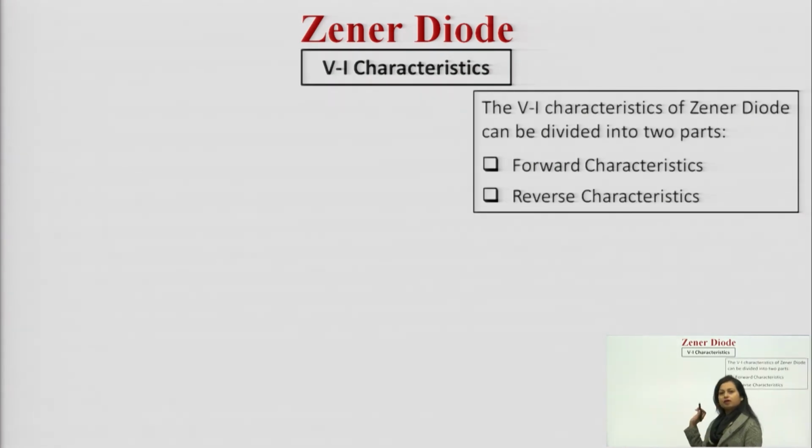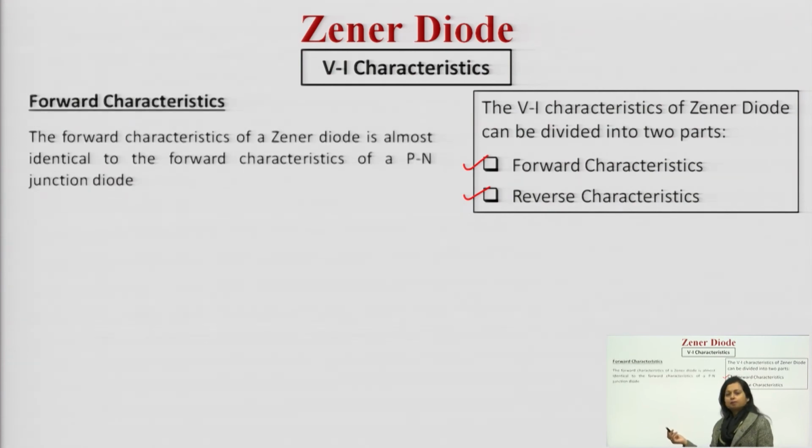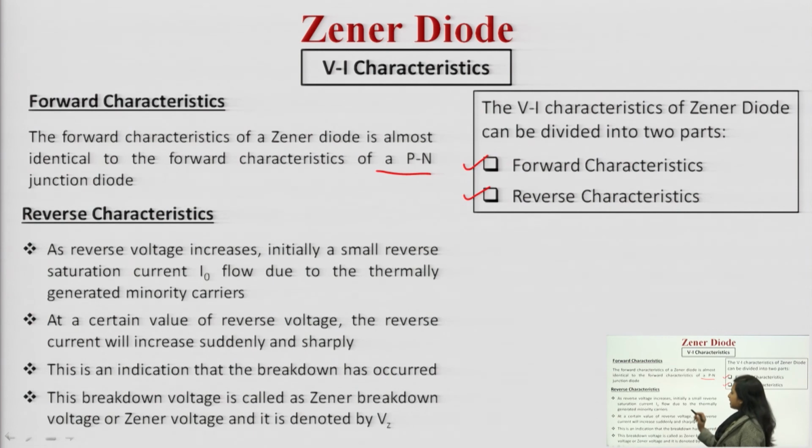Now, let us discuss the VI characteristic. See, the VI characteristics of a Zener diode can again be divided into two cases, forward characteristic and reverse characteristic. You know that it is especially designed to operate in a reverse bias condition. So, if you have to plot the forward characteristic, that is quite similar to the PN junction diode, and the reverse bias characteristic I have already explained in the case of the breakdown mechanism. When you are increasing the reverse voltage, initially a small amount of reverse saturation current flows, which is I naught, and this is because of the minority charge carriers.